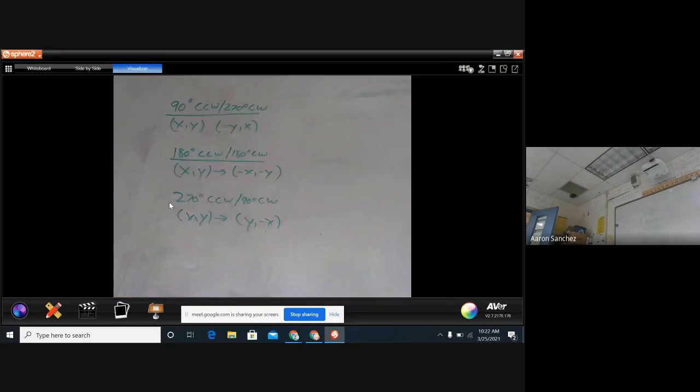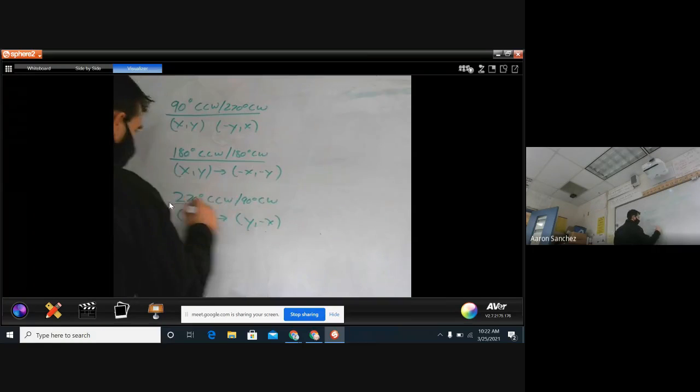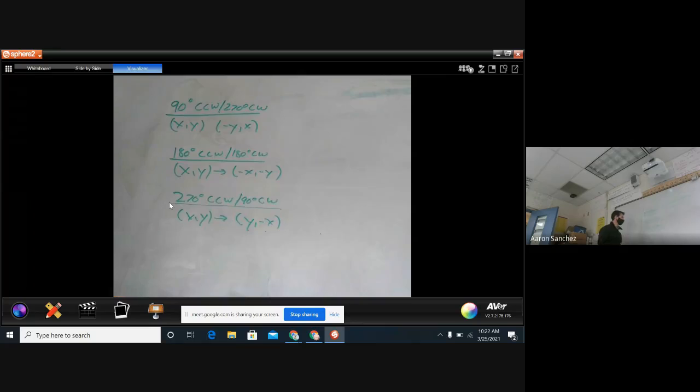Easier to see. So this might help you for the test too. All you have to do is just do what these signs say, okay? I'll give you a second to copy that down. Can you guys see that over there? Can you see it okay? Yeah, I see good.